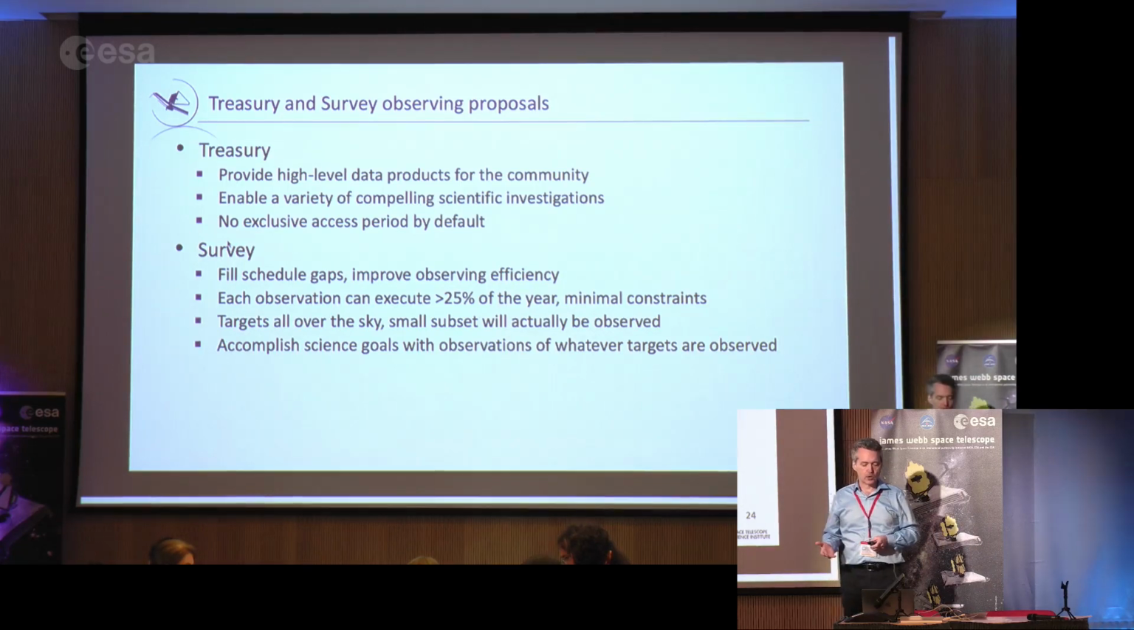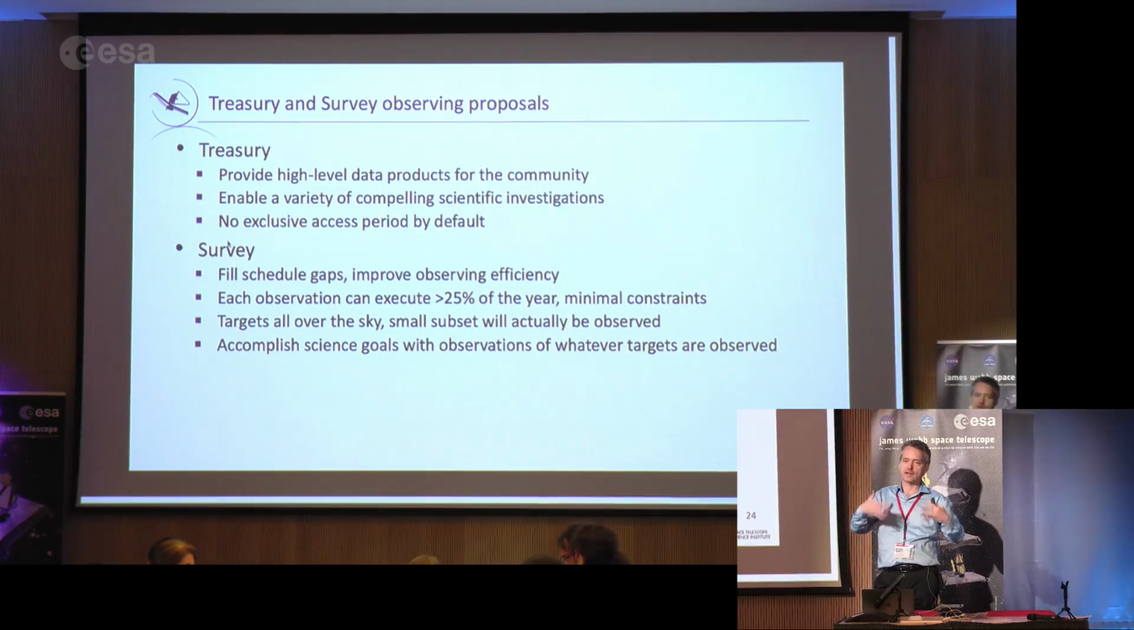There's also a treasury category, which has a big focus on providing data products for the community. And again, no exclusive access. It's a very community-minded proposal category. And we're going to do a category in cycle 1, maybe only in cycle 1, that we're calling survey. The issue is we don't know how hard it's going to be to fit everything that is accepted into a plan without gaps. And so we're going to accept one category called survey that exists solely for us to simplify our scheduling life. We can lay out a long-range plan, see where the gaps are, and we can schedule these things in there.